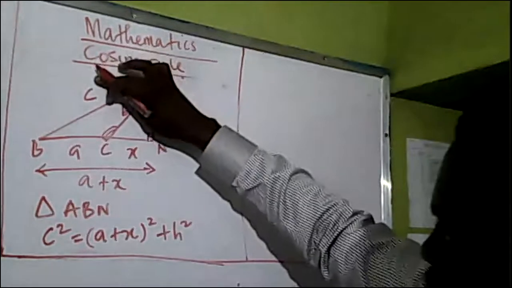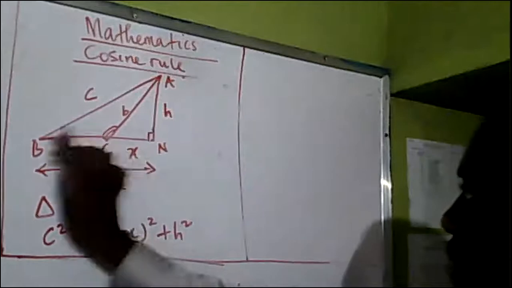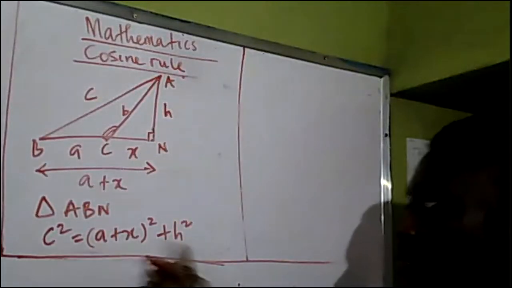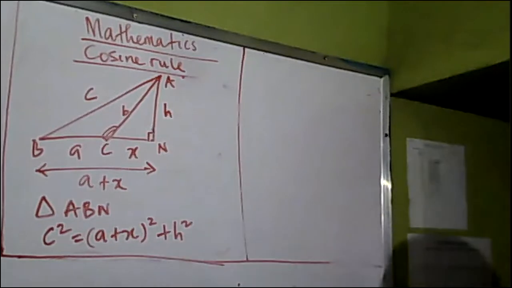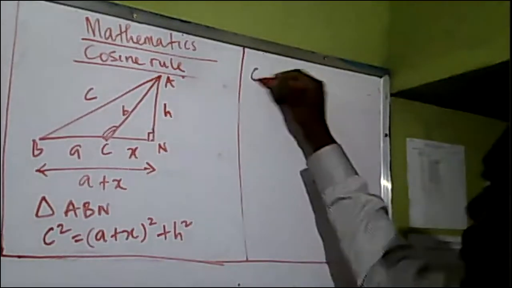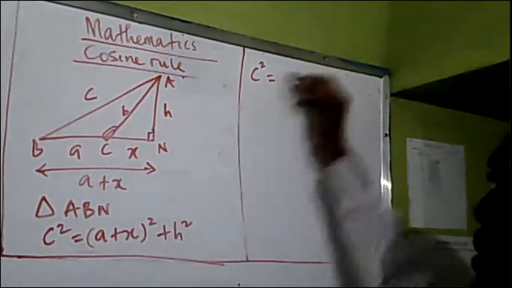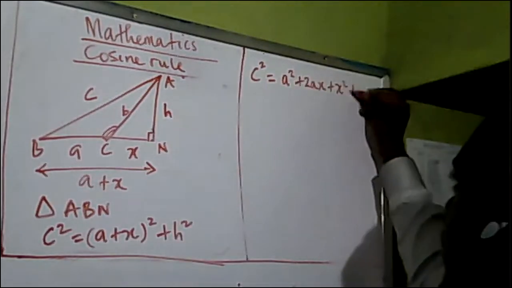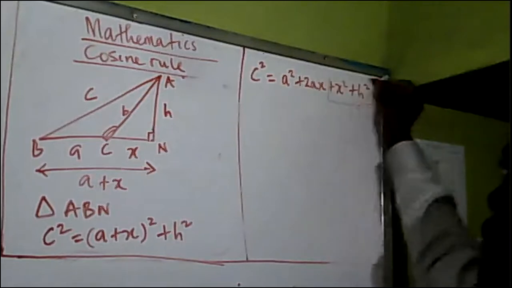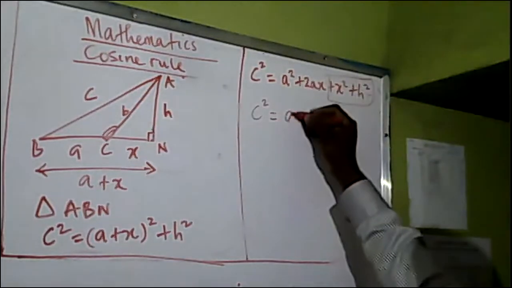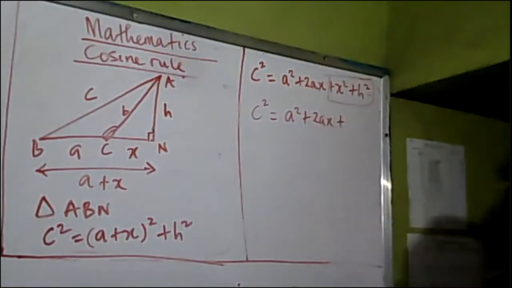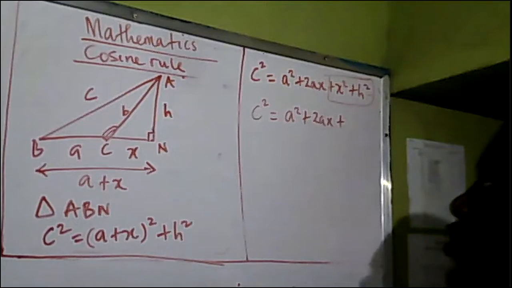So this is a right angle triangle, and C square is equal to A plus X square, adjacent square, plus what? Opposite square. You can decide to start with any one. This one can come here this time. They are commutative, meaning you can interchange. So C square is equal to, if you expand this, A square plus 2AX plus X square plus H square. So let's still do something to this. C square will now give us A square plus 2AX plus, now, X square plus H square.